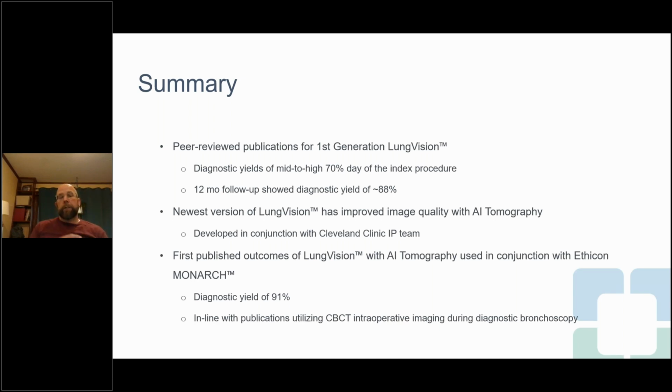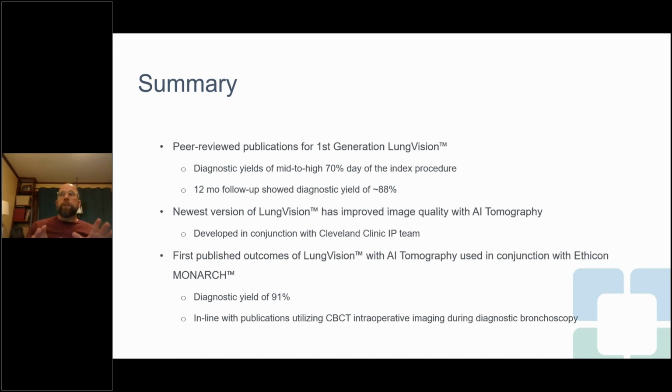So this is 2nd generation, used in conjunction with the robot. In that study, it was a Monarch, with the diagnostic yield of slightly over 91%. And that's in line with publications that are using fixed cone beam CT. Again, fixed cone beams, which are expensive, which have limited access, and which give a lot of radiation out there.